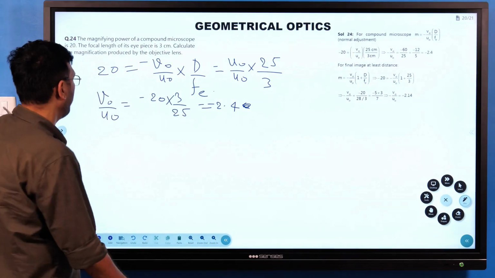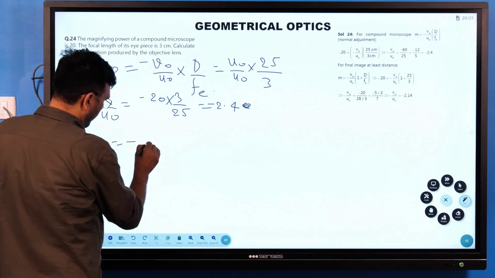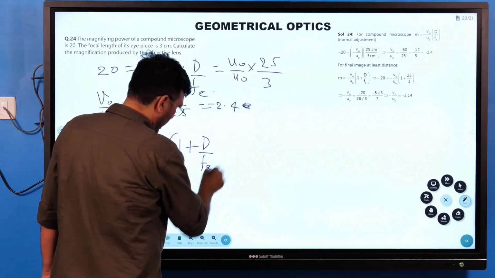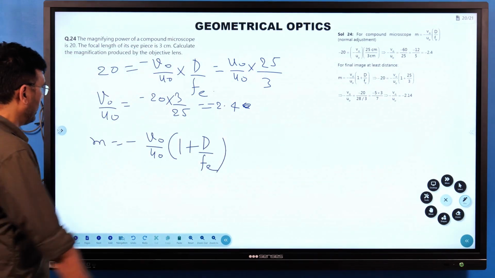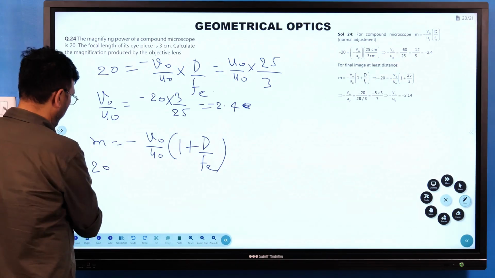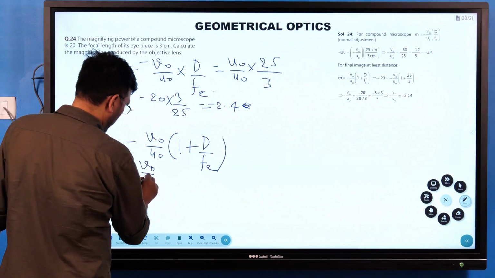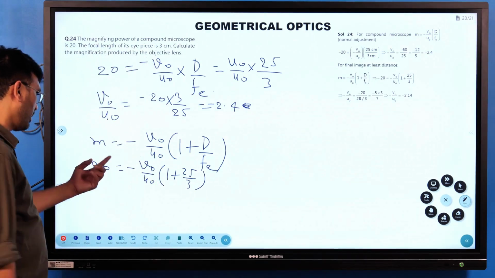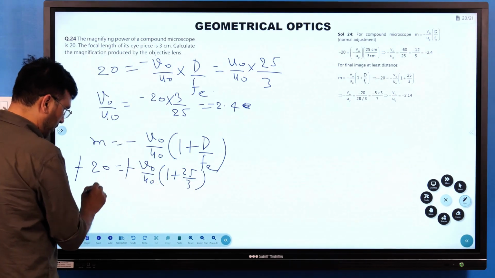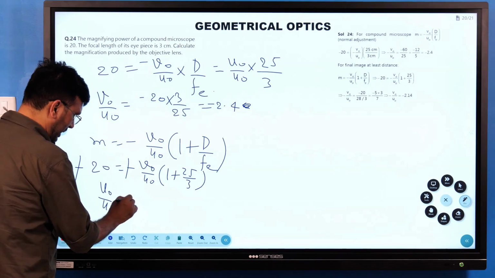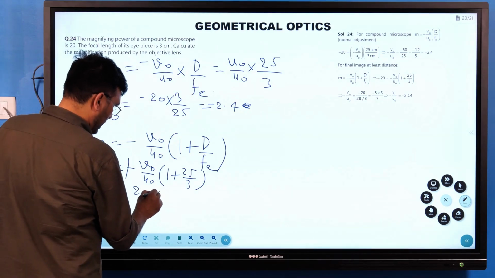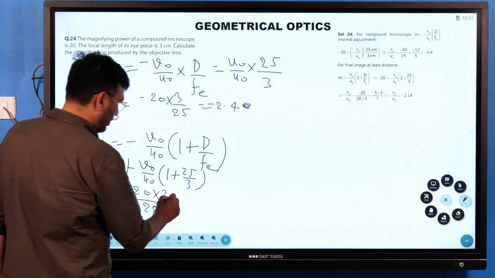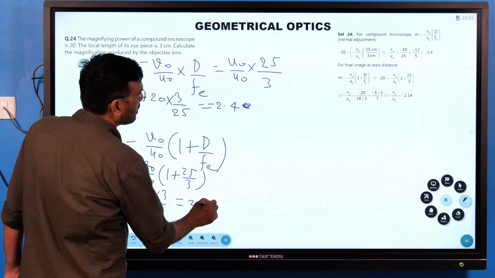In that case, the formula will become m is equal to minus V naught by U naught into 1 plus D by Fe. And here m is minus 20, so minus V naught by U naught into 1 plus 25 by 3. Once you simplify this, minus minus cancel out, so V naught by U naught will become, in this case, 20 into 3 by 28, so this will become almost 2.14 centimeter.